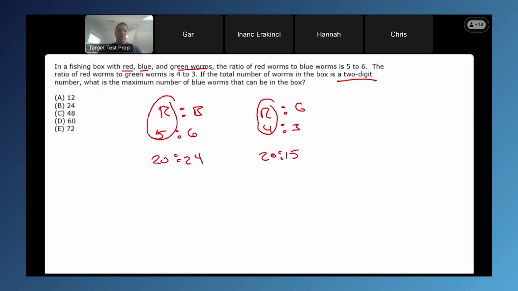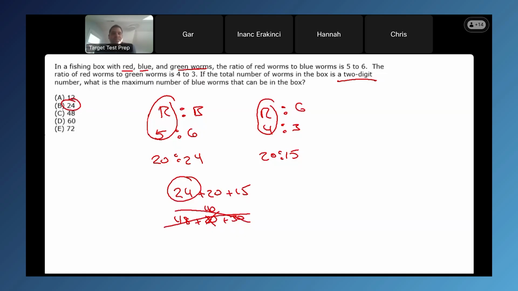So the next thing is, well, what could be the max number in the box? Well, it has to be a two-digit number. So we have 24 plus 20 plus 15. The problem is if we go one step higher, we're going to end up having 48 plus 40 plus 30, and as we can see, that's not going to be a two-digit number. So that's restricted. It's out. So that means the minimum number of blue worms in the box has to be 24. There's no other option around it.